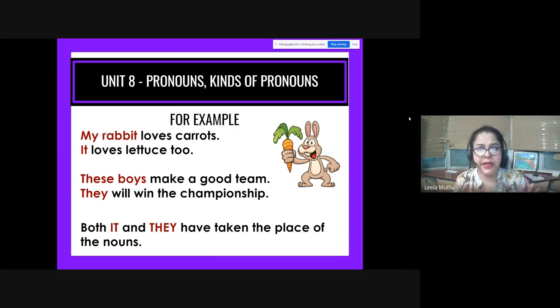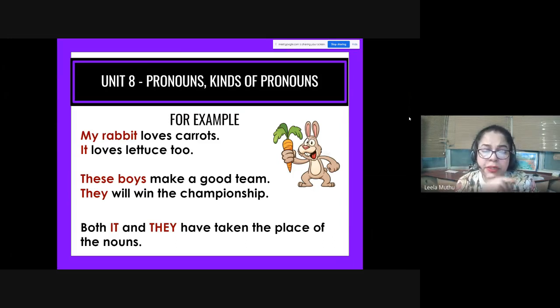So you have to be very careful. Read the sentence, see what the subject is. If it is singular, if it is plural, and based on that, you have to replace that subject or that noun with a pronoun. It doesn't have to be only the subject that is replaced with a pronoun. A noun in any part of the sentence can be replaced by a pronoun.